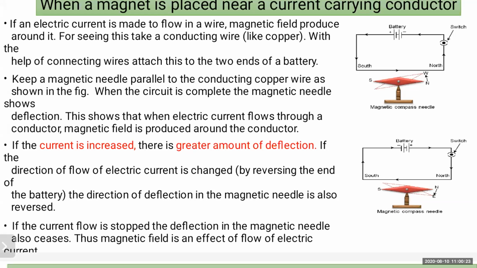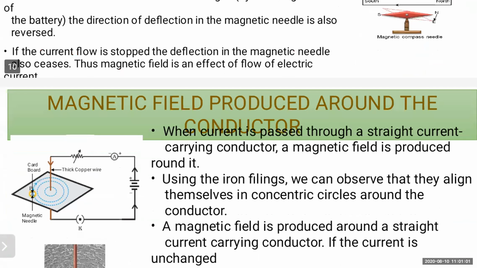And this process, where it behaves like a magnet and creates a magnetic field, all this phenomenon is called the magnetic effect of electric current, or electromagnetism. So here the current carrying conductor behaves like a magnet and it creates a magnetic field. That's why all this phenomenon is called the magnetic effect of electric current. Now look at the next slide.